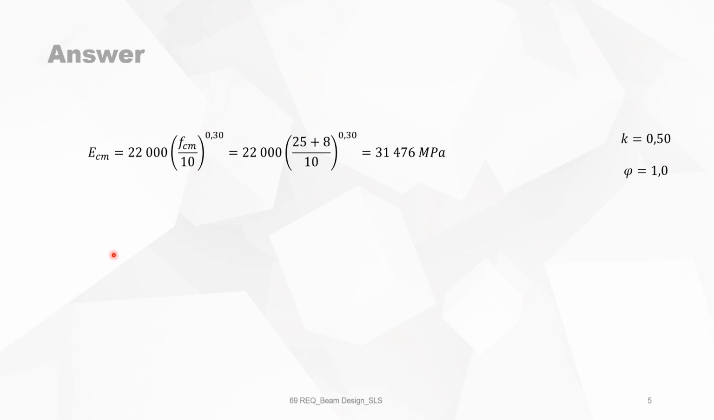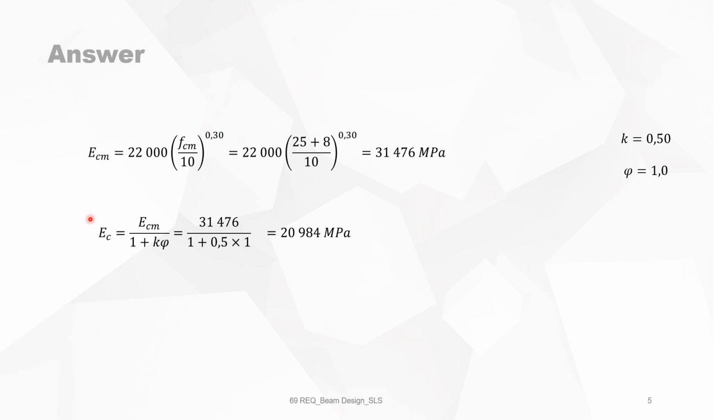The mean modulus of elasticity is given by this formula with fcm, the mean value of the compressive concrete stress, is equal to 25 plus 8, divided by 10, and the mean value of the modulus of elasticity of concrete is then 31,500 megapascal.